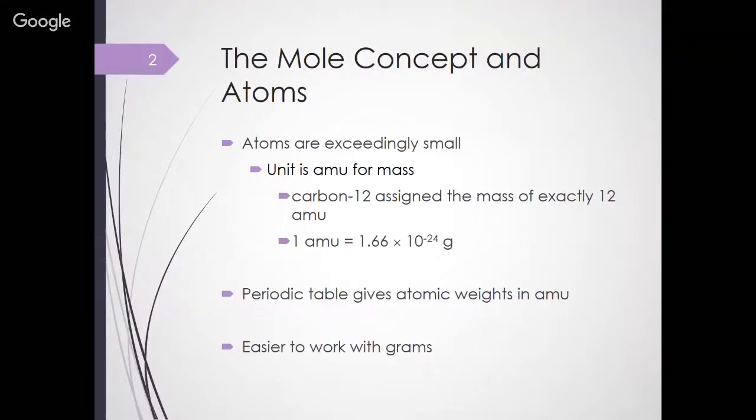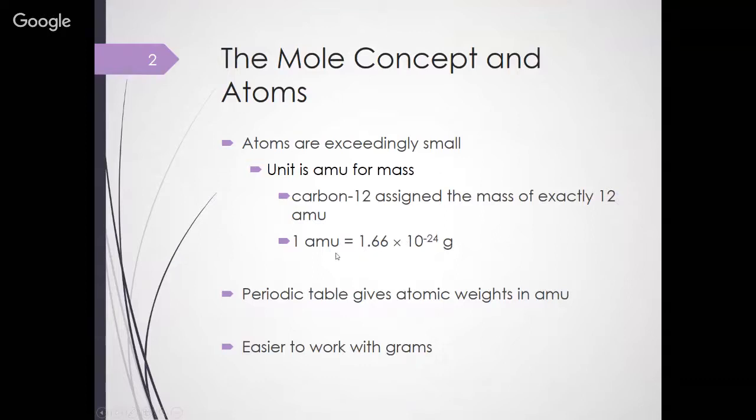Because atoms are exceedingly small, we have to have a way to talk about them on a realistic level. The unit for a mass on the atomic level is AMU, which stands for atomic mass unit. Carbon-12 was assigned the mass of exactly 12 AMUs, meaning that I have 6 protons and 6 neutrons. Therefore, the atomic mass unit for any other element is going to be 1.66 times 10 to the negative 24th grams. Negative 24 means that I'm a very, very small number.